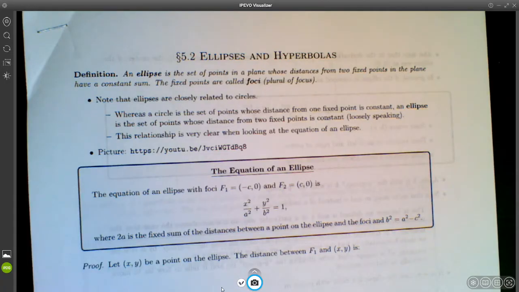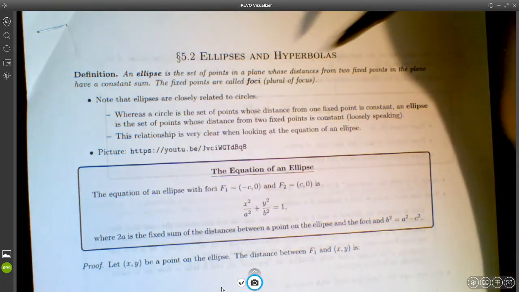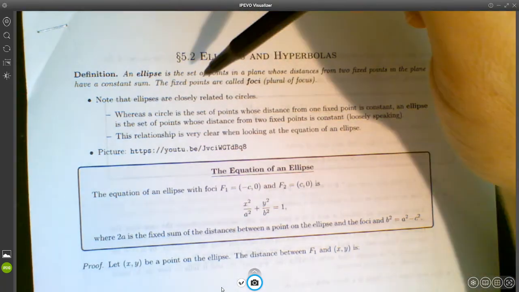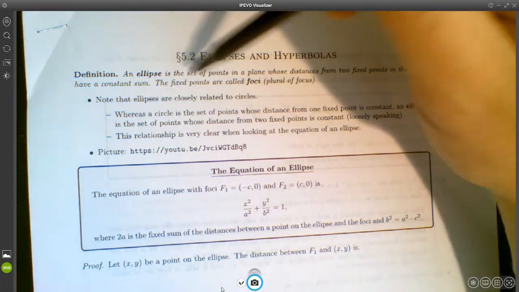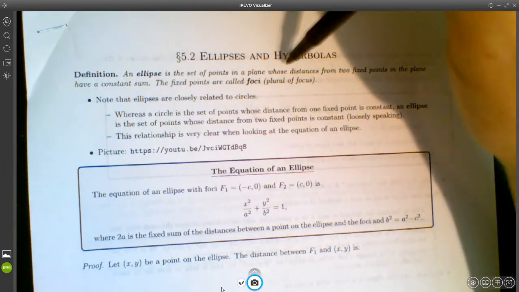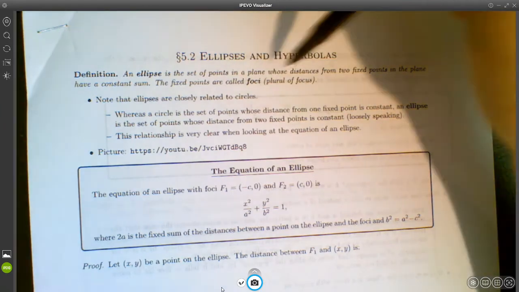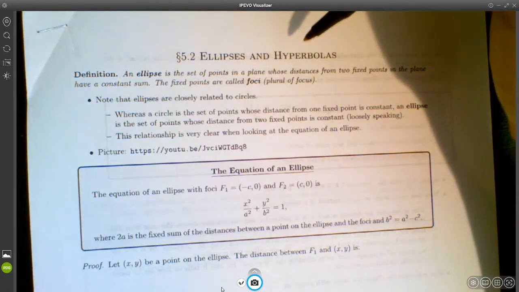Okay, let's talk about ellipses and hyperbolas, 5.2. An ellipse is the set of points in a plane whose distances from two fixed points in the plane have a constant sum. The fixed points are called foci, right? That's the plural of focus. So one of these things is called a focus. Two or more of them are called foci.